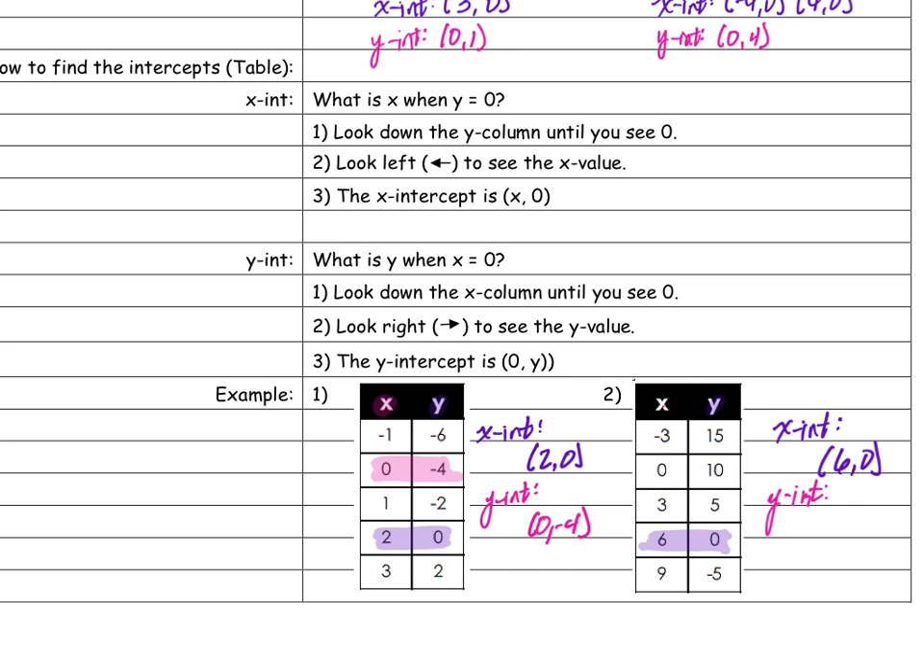So the y-intercept is where x equals 0. So if I look down my table, I find x equals 0, and it's right here. So then I've got 0, 10. Okay?